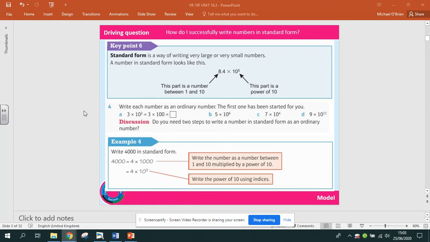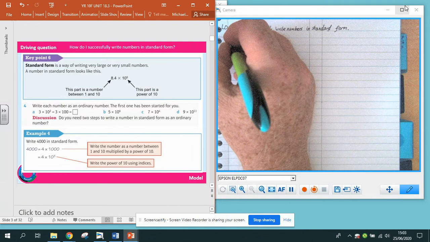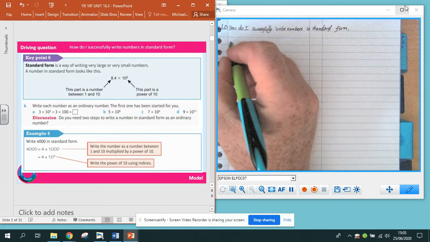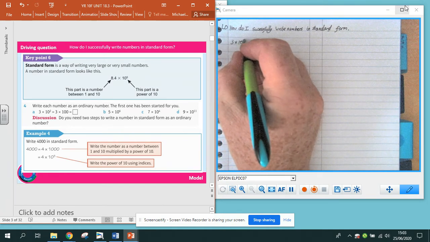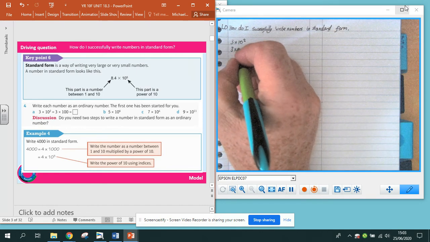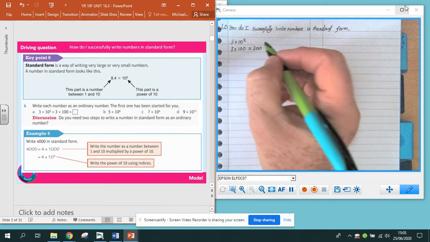So let's have a quick look at how we answer that. Write each number as an ordinary number. So let me just get my writing pad out and we'll start. We'll do the first one, even though it's already done. Let me just hold this a bit clearer so everyone can see. So 3 times 10 squared is the same as 3 times 100, which is 300. Easy enough.